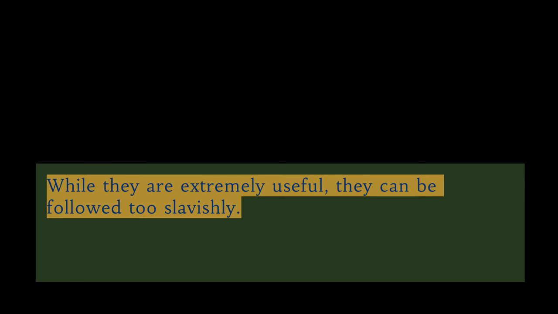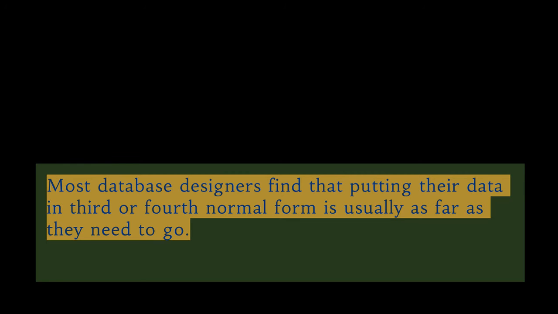The normalization guidelines, like entity relationship modeling, were developed as part of the academic work on database theory. While they are extremely useful, they can be followed too slavishly. Most database designers find that putting their data in third or fourth normal form is usually as far as they need to go.